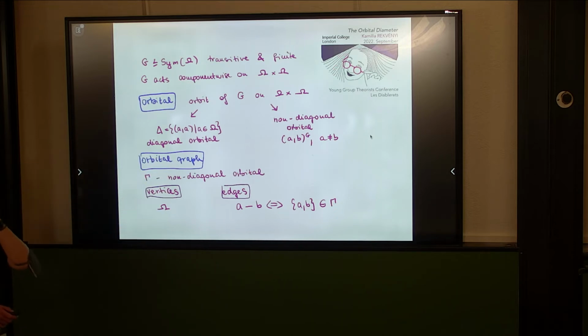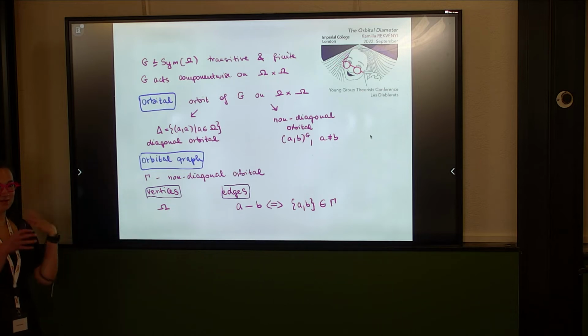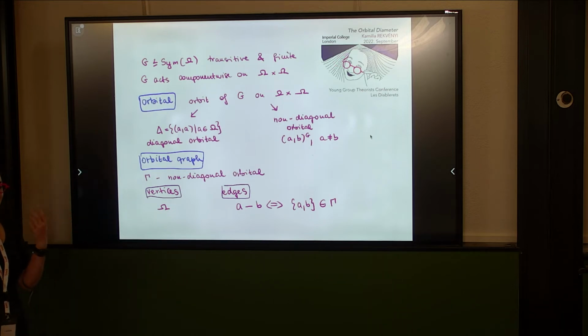And we can define an orbital graph associated to every non-diagonal orbital, where the vertices of this graph are just the things in omega, and there is an edge between A and B if and only if that pair was in our chosen orbital. And we want these to be non-directed, so we don't care about their order in the pair.